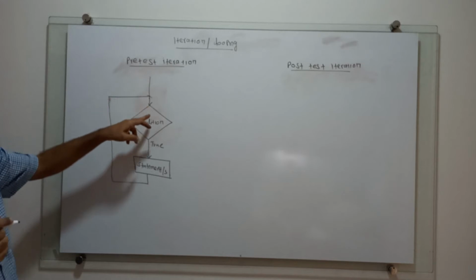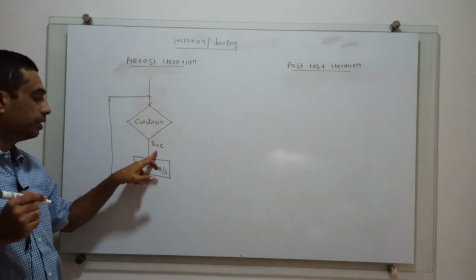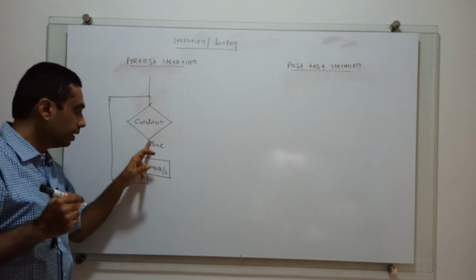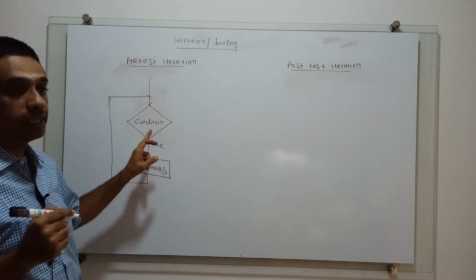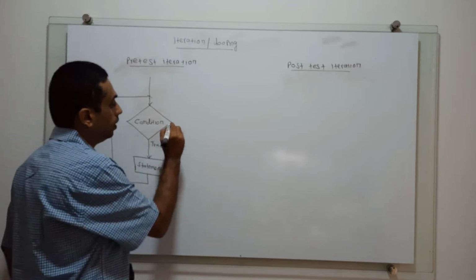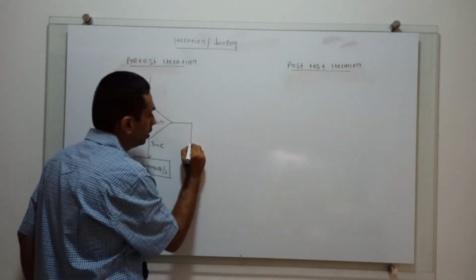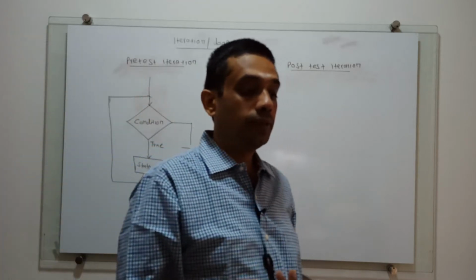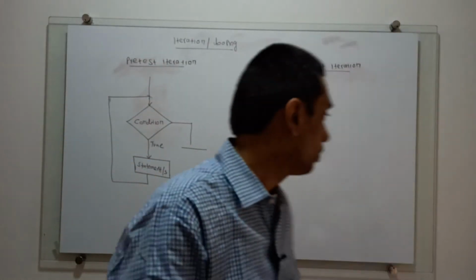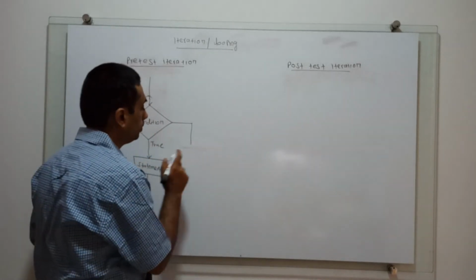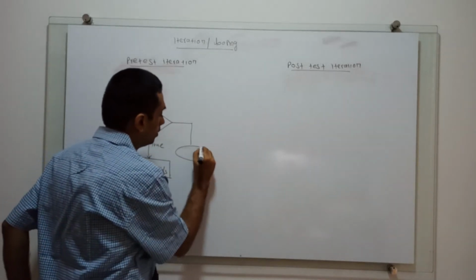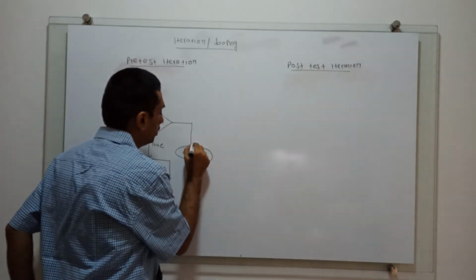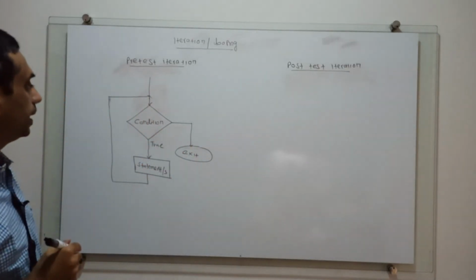Okay, so the incoming flow, the condition will get tested. Condition is true, the statements will get executed. So until the condition is true, the statement will get executed repeatedly again and again. Once the condition is false, we will exit from the loop. Okay, this is known as a pre-test iteration.